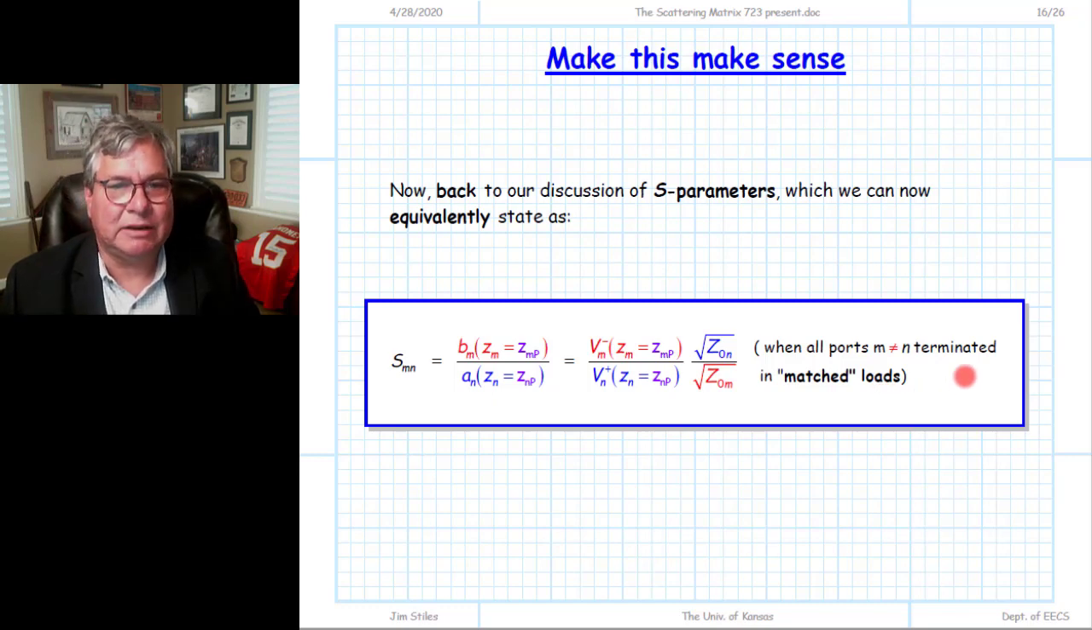We've connected to the transmission line that is connected to those ports a load whose value is equal to the characteristic impedance of whatever transmission line that is. And otherwise, mathematically, it's the same. So this phrase here is the important phrase, and the one that sometimes students forget. It's not that it's always B_M over A_N is S_MN. It's only true when this caveat, when this condition has been met.